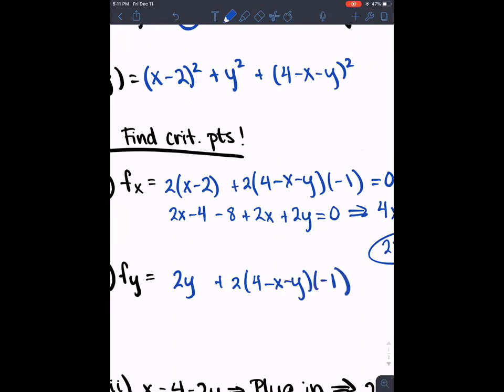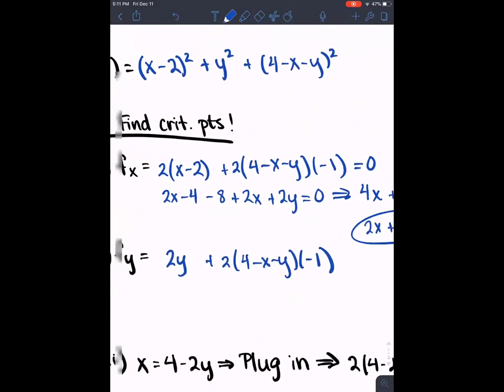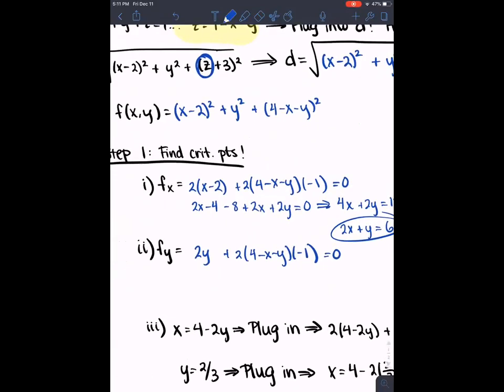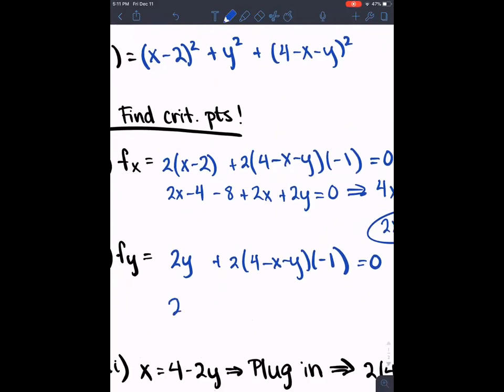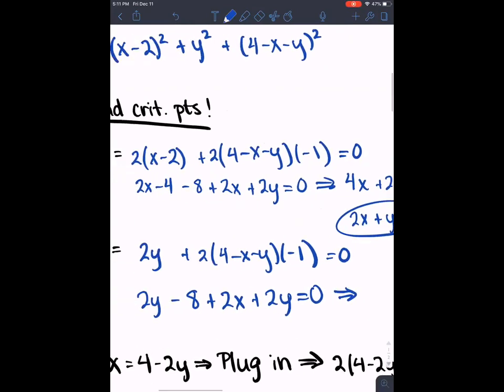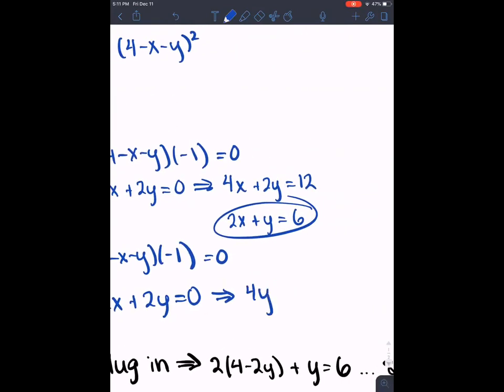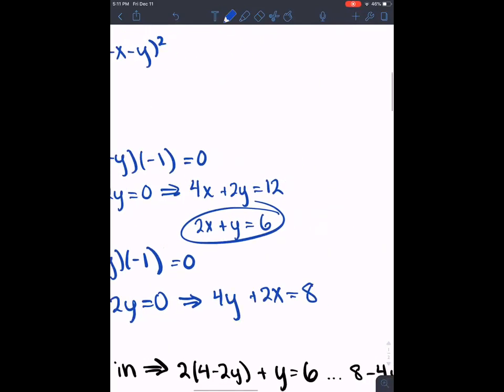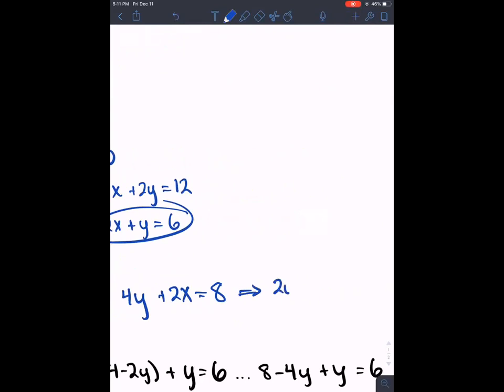This is your partial derivative with respect to y. And again, you set this equal to 0. So that gives you 2y. And again, this is a negative 2. So you want to do minus 8 plus 2x plus 2y is equal to 0, which makes it equal to 4y plus 2x equals 8, which again, you can simplify to 2y plus x is equal to 4.